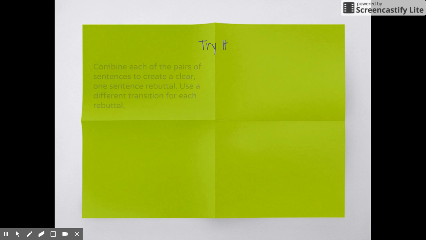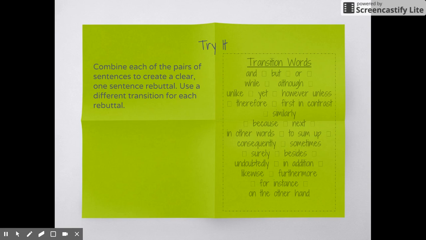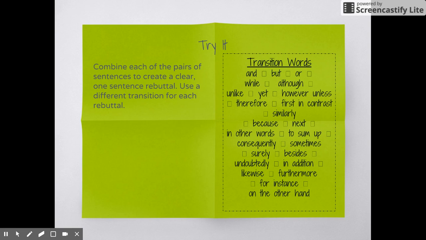You're going to try it out. Let's look at these pairs of sentences. We're going to combine each of the pairs of sentences to create a clear one-sentence rebuttal. Use a different transition for each rebuttal. Here's a list of transition words that you can use.